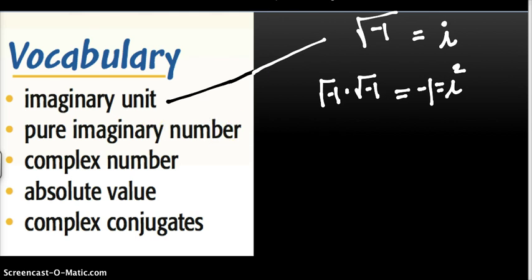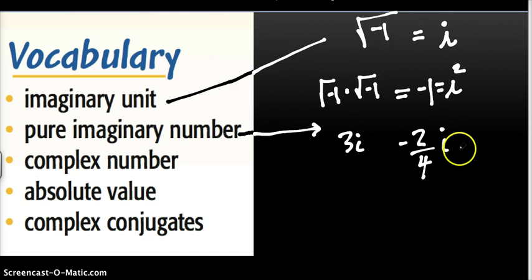Pure imaginary numbers, and we kind of alluded to that earlier on. Pure imaginary numbers are numbers for us that just have an i in it. So if I had like 3i, that's a pure imaginary number. -2/4 i, or maybe 2/3 would have been better because that's reducible, is just a pure imaginary number. It's a regular number times i. A number that we're used to times i is a pure imaginary number.